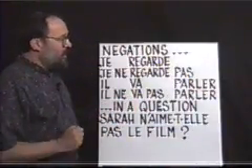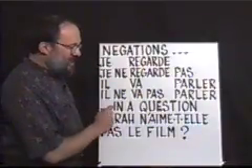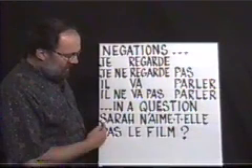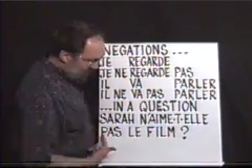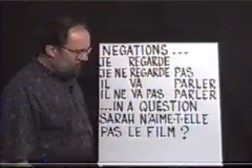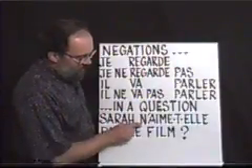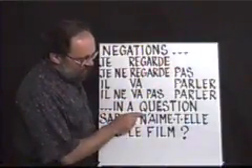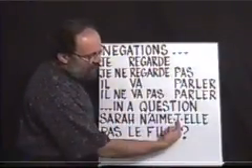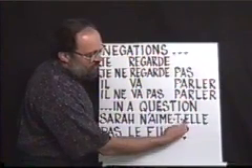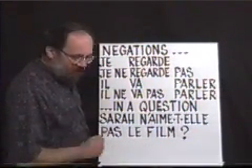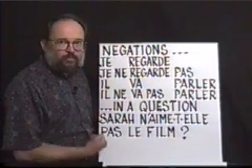Now, if you want to use negations in a question, for instance, Sarah n'aime-t-elle pas le film? Doesn't Sarah like the film? Well, what happens here? The ne of the negation has become n' because it's followed by a vowel. Then I have that T that is there for pronunciation's sake, the subject pronoun, and then pas follows because that's the only place where you can put the pas.